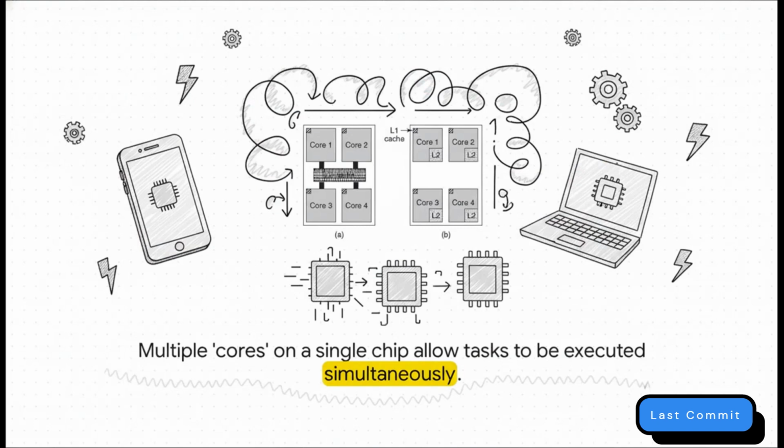So how do we actually do this in the real world? Well, instead of trying to cram a bunch of separate processor boxes into a computer, engineers figured out a way to put multiple cores, which you can think of as complete mini processors, all onto a single chip. So when you hear about your quad-core laptop or your octa-core phone, that's what they're talking about. It's a little multi-processing powerhouse.